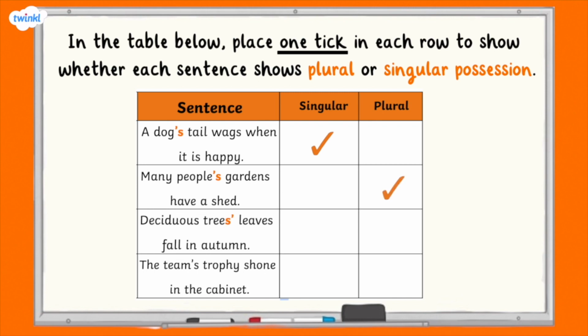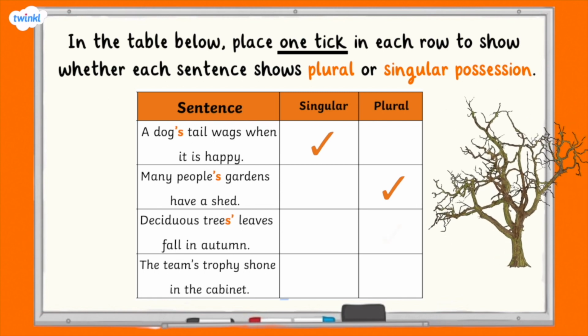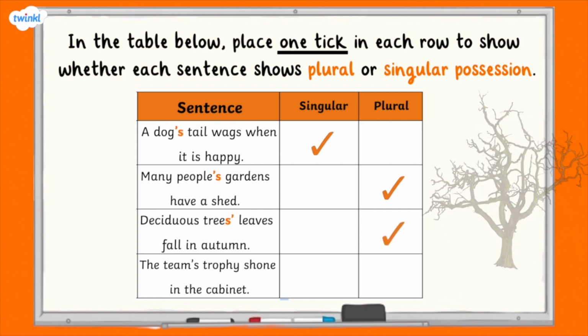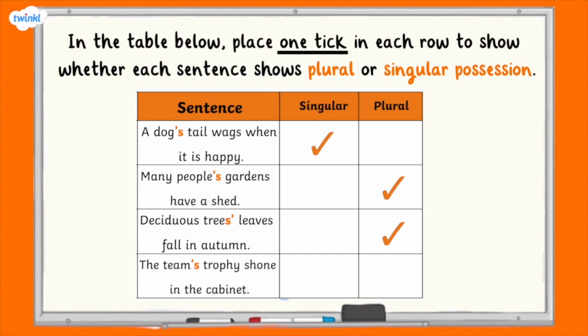Sentence 3 talks about all leaves belonging to many deciduous trees and has an apostrophe after the S. This is plural possession. And finally, sentence 4 mentions a trophy that belongs to a team. We need to be careful here because team is singular despite a team being made up of many people. The trophy belongs to the one team, therefore this sentence shows singular possession.